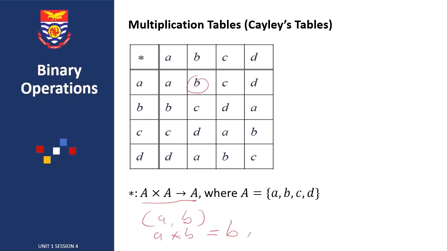Someone can also find, let's say, C star D. What can we see? This is my C star D, and that is B. So you can actually find a number of them. Let's look at the next.